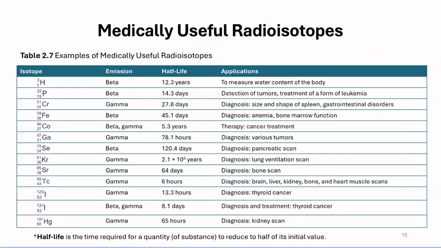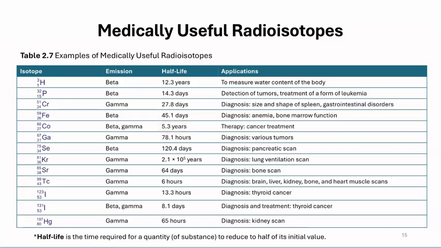In table 2.7, we can see an example of a therapy for cancer treatment. Specifically, here we have cobalt-60, whose emission includes beta and gamma rays. One more interesting thing that is also illustrated in table 2.7 is the half-life of that isotope. Half-life refers to the time required for a quantity of substance to reduce to half of its initial value. And as you can see, for cobalt-60, that's going to be 5.3 years.